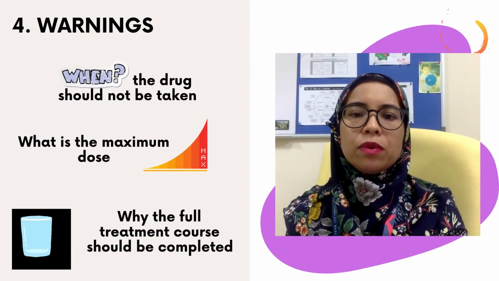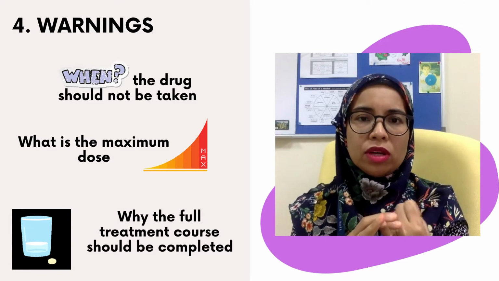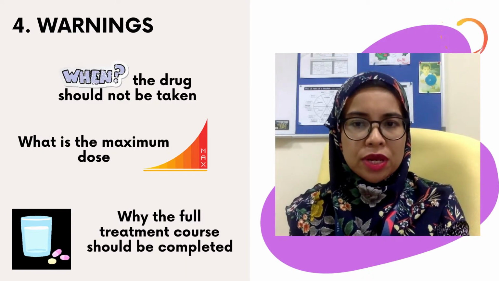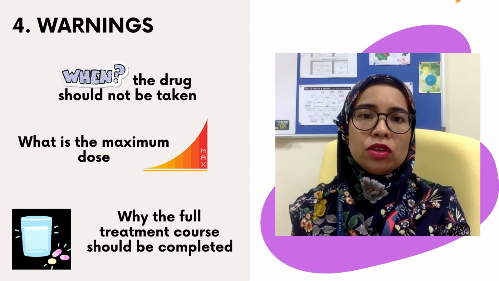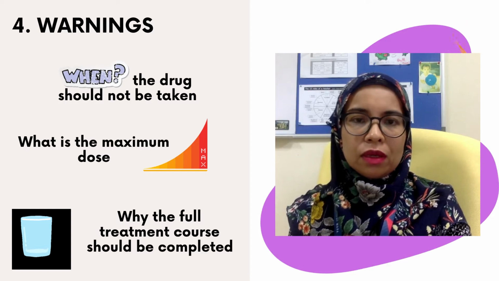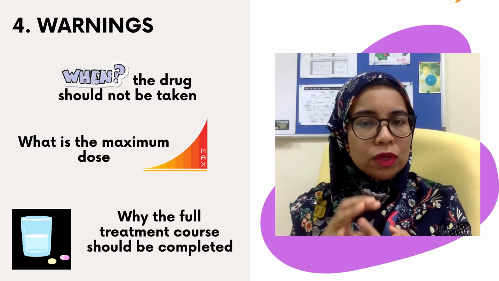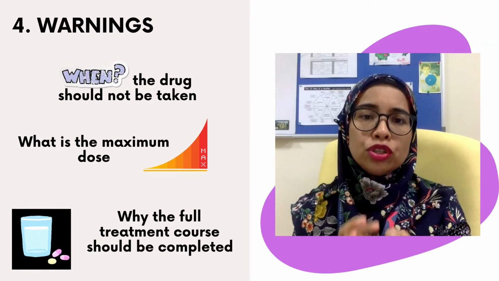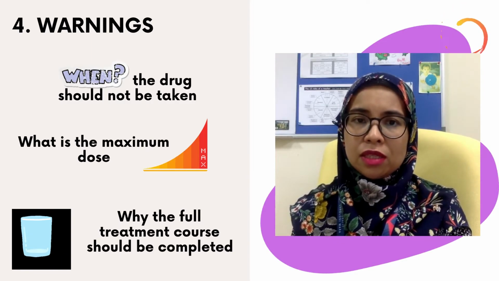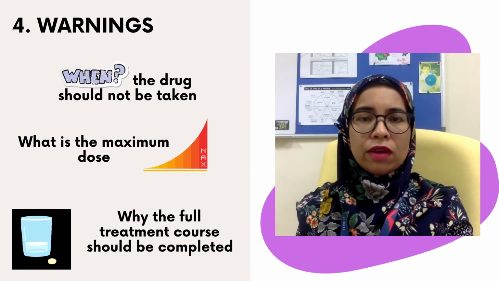Now the fourth one would be warnings. The warning should be about when the drug should not be taken. For example, drugs such as sulfonylureas should not be taken if the patient is not taking any meal, because that would lead them to hypoglycemia. You have to tell them what is the maximum dose, and you will need to tell them why the full treatment course should be taken. This is especially true for antibiotics, and the reason why it should be taken in full is to prevent the emergence of resistance.